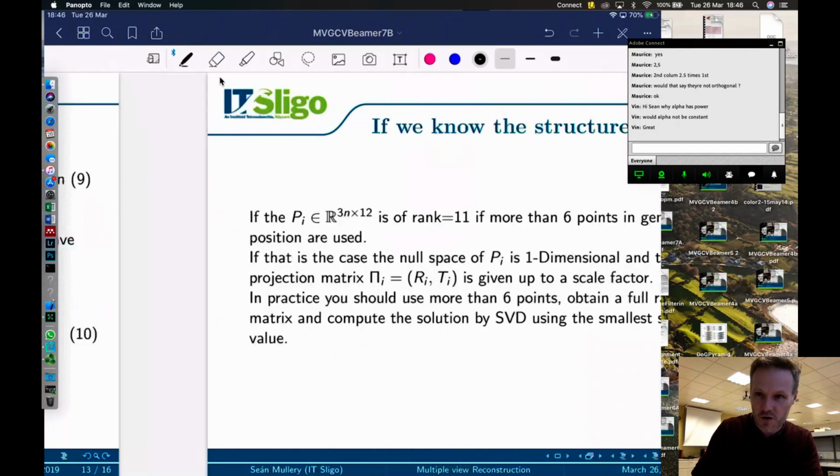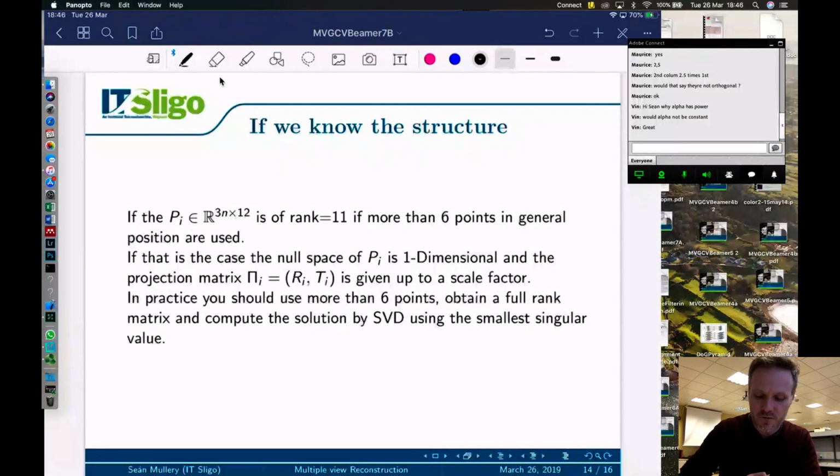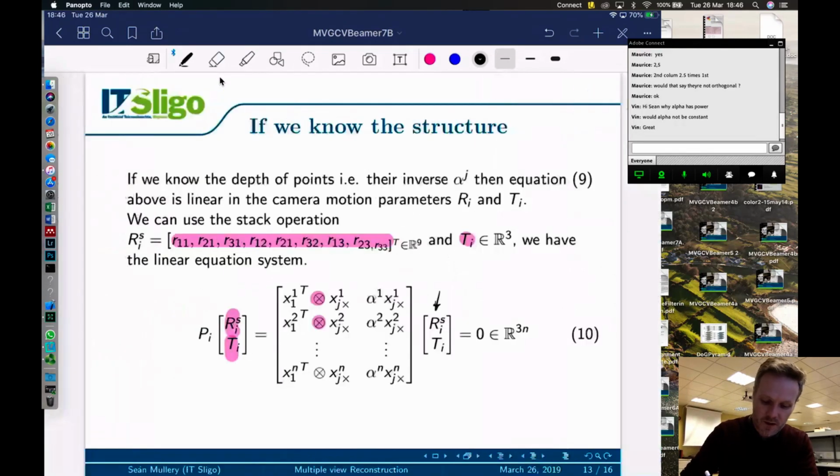I'll talk in a minute about what happens when we don't know, but for the minute we're saying we do. If we know the structure, then we end up with this PI matrix here, which, as I said, is 3n by 12. Remember, our n here is the number of points that are corresponding across all our images. So 3n by 12 is 12 across the way, which will be multiplied by this 12 by 1 matrix here. This will give a 12 by 1.